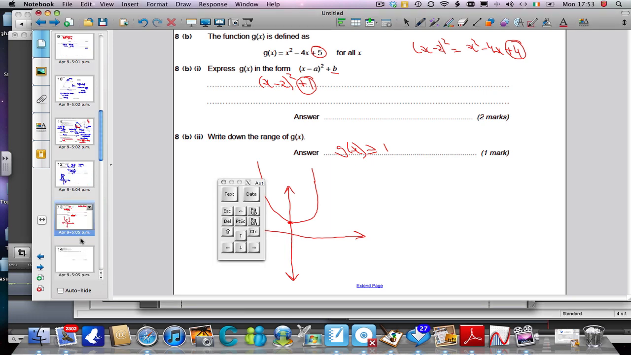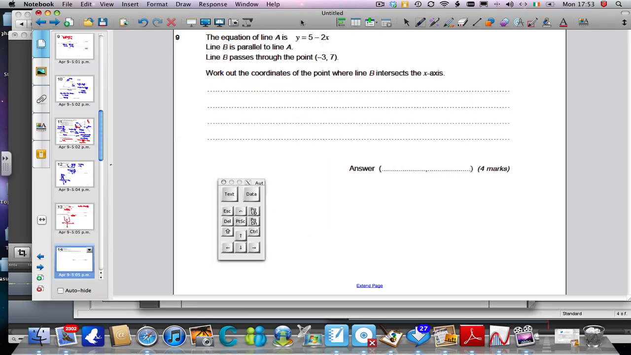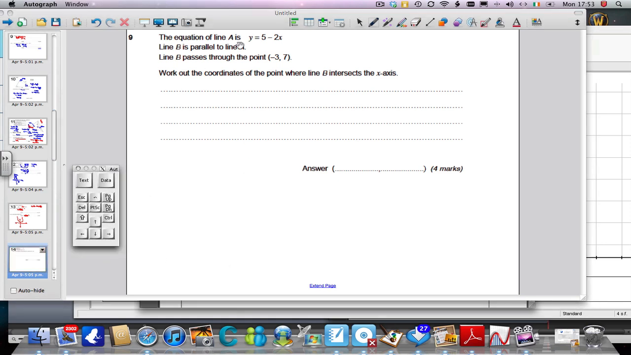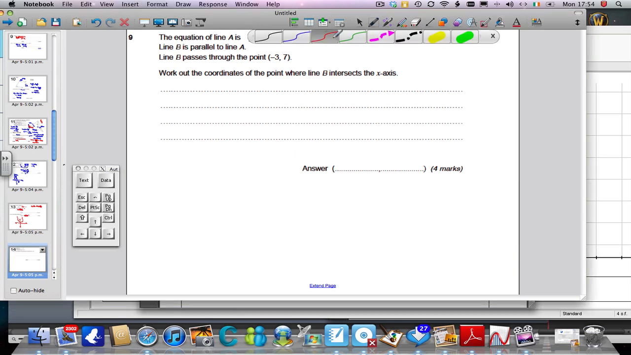Let's move on. Right, we're told that the equation of line A is y equals 5 minus 2x, and that B is parallel to A and passes through this point. We're asked for the coordinates where it intersects the axis. There's a couple of things going on here.